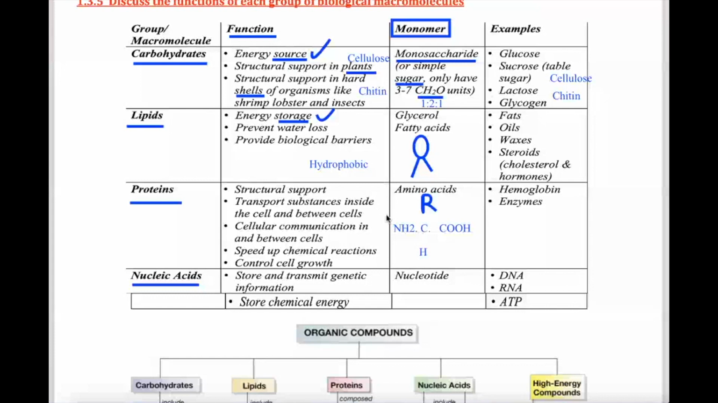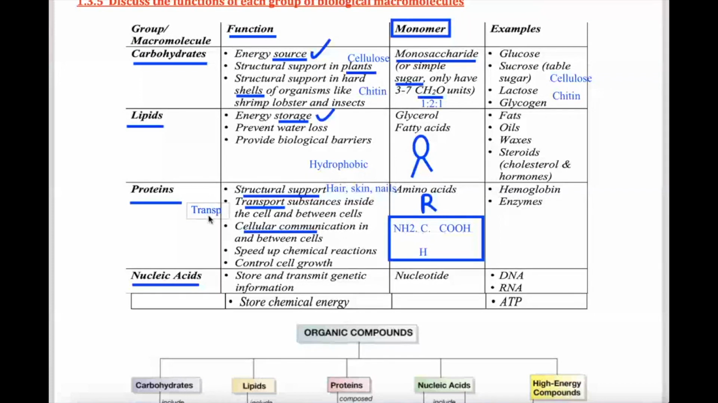All amino acids are made up of a specific unit, which is a repeating unit. This is the same in all amino acids, and the R group is the only different part of the amino acids. Their function is structural support, like nail, skin, hair. These are all made up of proteins. That's why we say structural support. They are transport substances. They help in cellular communication.